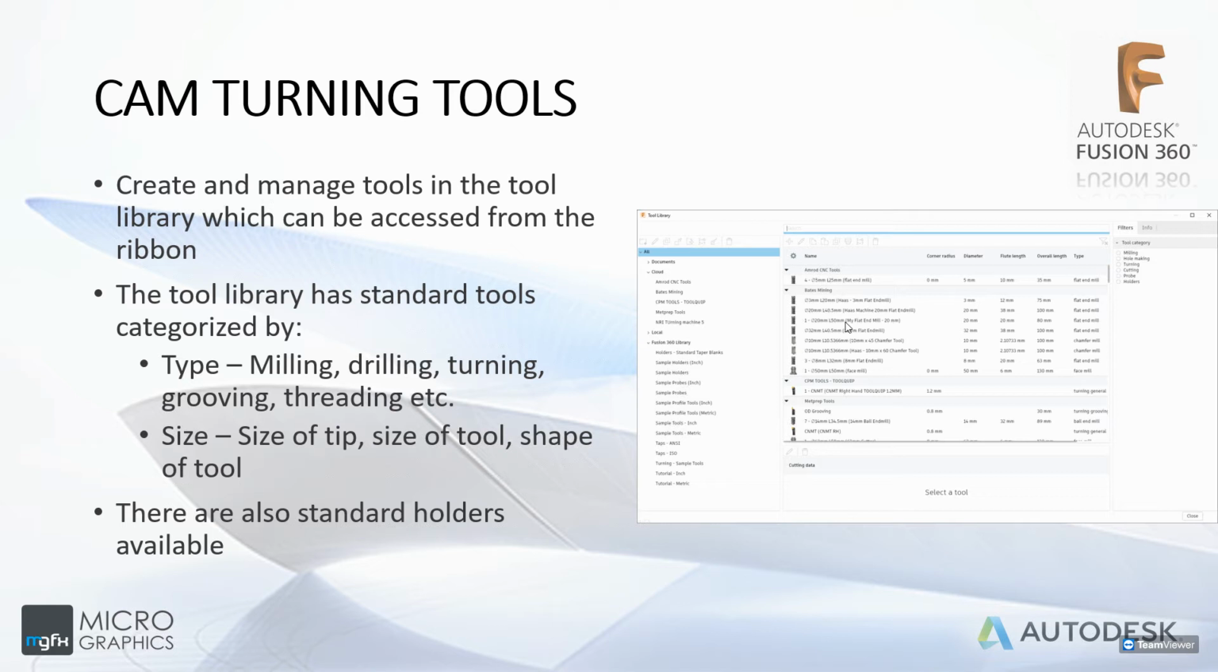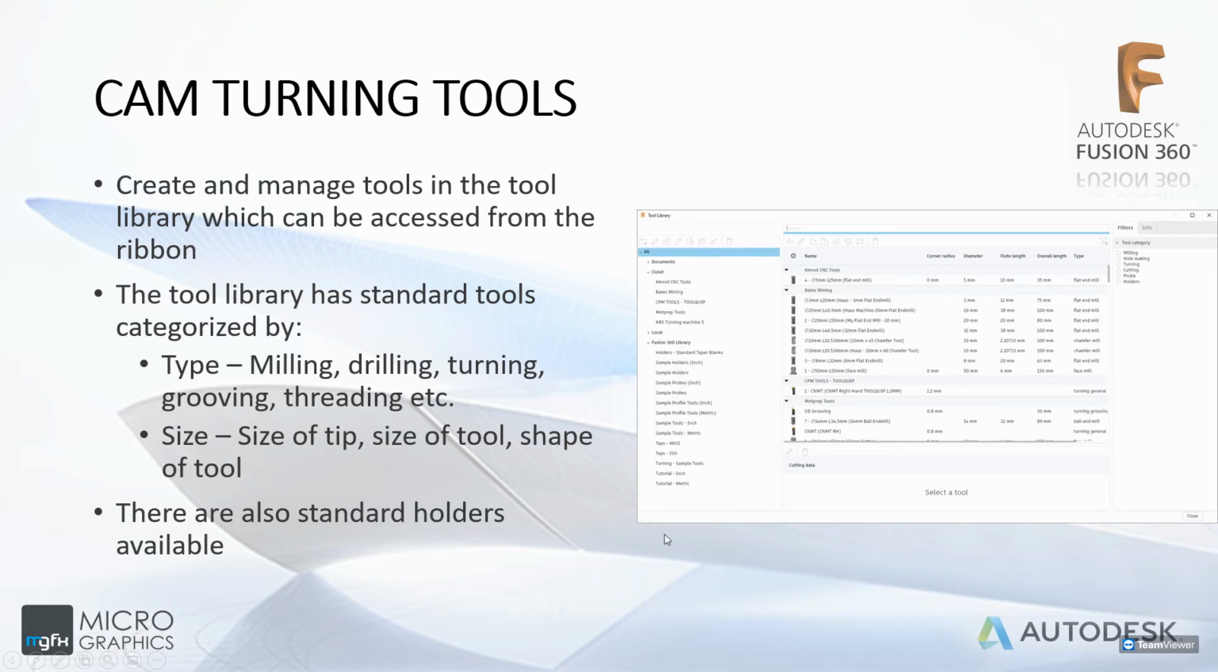Okay, the tool library has standard tools categorized by one type. So it can either be a milling, drilling, turning, grooving, threading, etc. And size. So it can either be a 5 mil or a 10 mil or a 2.5 inch, etc. If you look on the right-hand side of our tool library, you will see a little filter that helps us make this list look less intimidating and less chaotic, so that we can find the tool that we want easily. So for example, you'll be able to click on, I want a milling tool that's 5 mil, etc. Okay, so you can filter out multiple things.